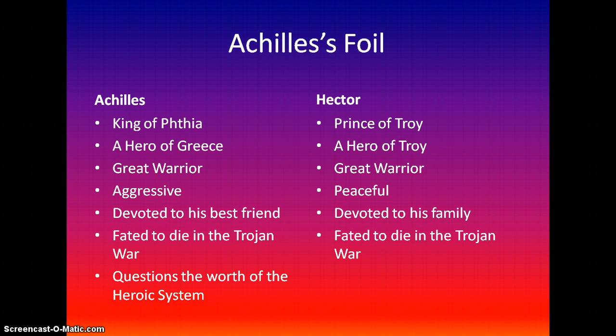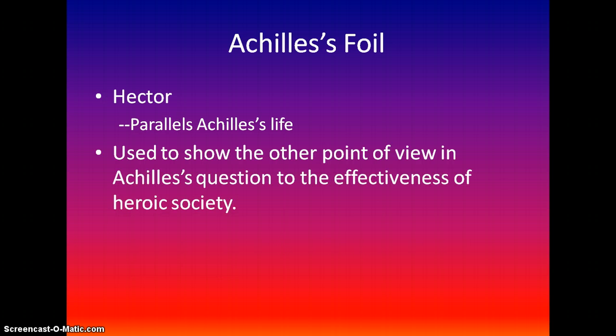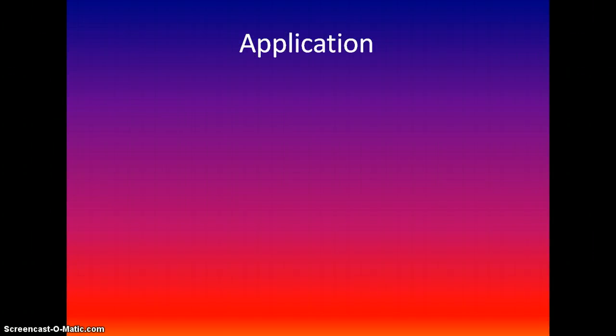Achilles questions the worth of the heroic system by challenging Agamemnon and the war itself. Hector lives the ideal of the heroic system. So where Achilles is illustrating how it doesn't work, Hector is showing how it does. This is, again, used to show the other point of view in Achilles' question to the effectiveness of the heroic society. They will develop this theme by contrasting each other as the narrative goes on.